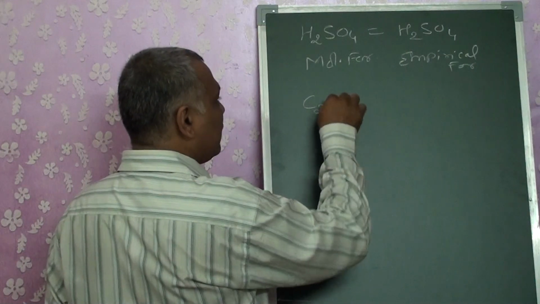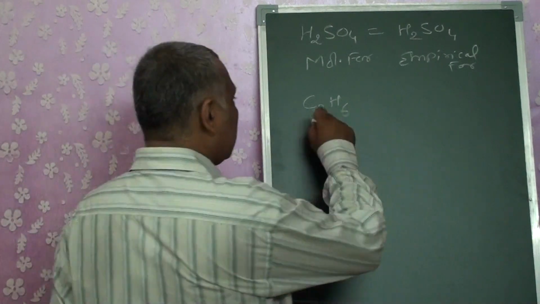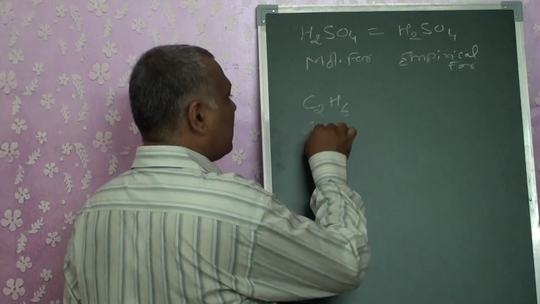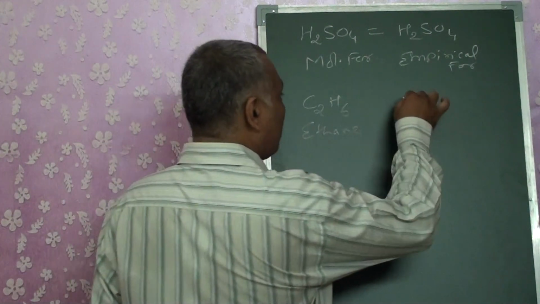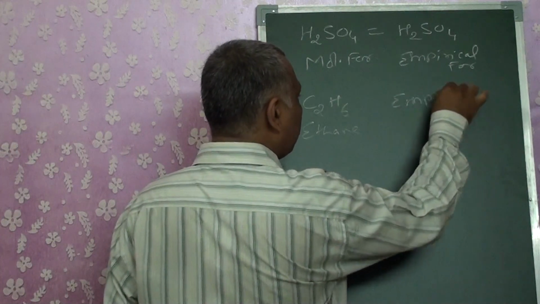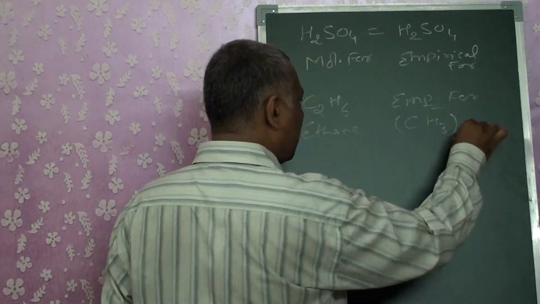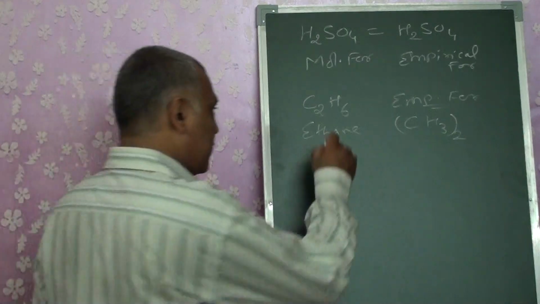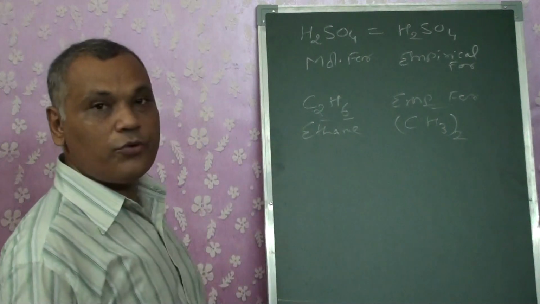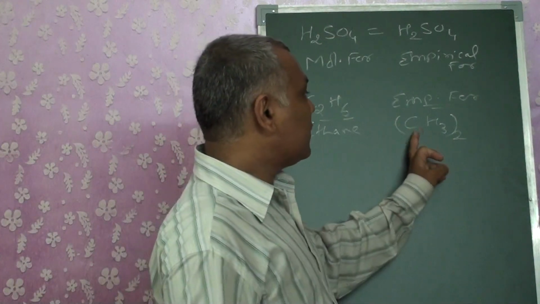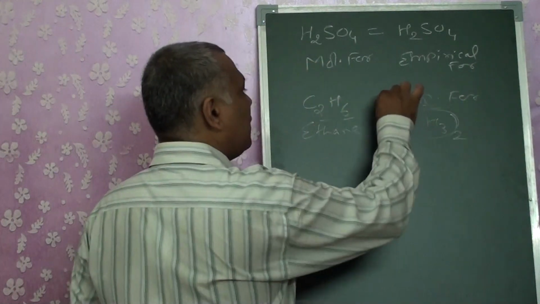Let's take an example which has a different empirical formula compared to its molecular formula. C2H6. You know the compound is ethane. It's the molecular formula of ethane. If I want to write its empirical formula, it is CH3 twice. From this, can I take out a common 2? It's a multiple of 2. So we get 2 common, CH3 twice. So, CH3 is considered to be the empirical formula.